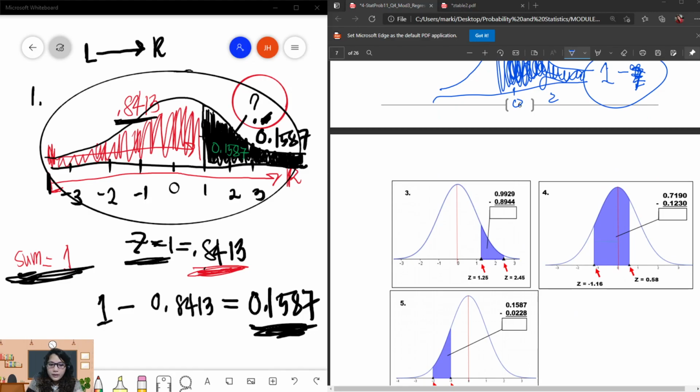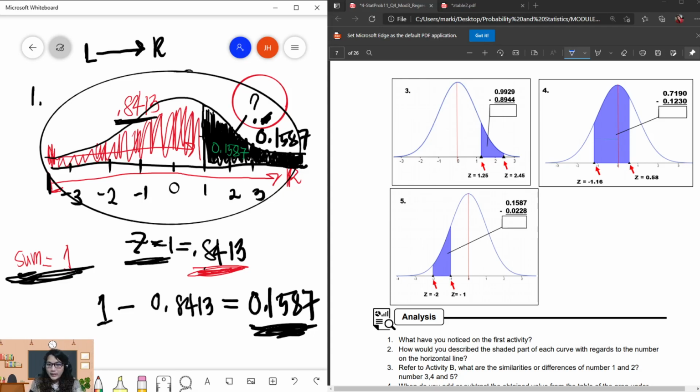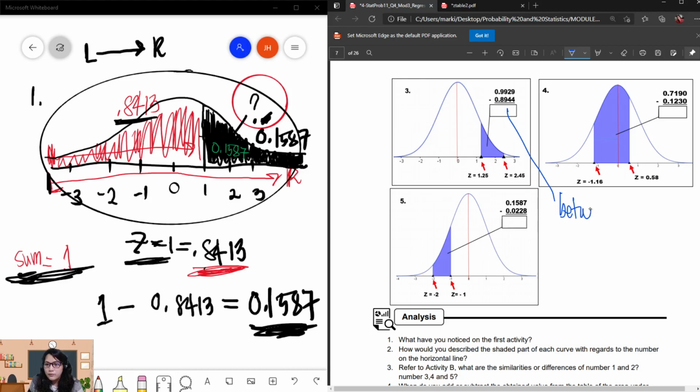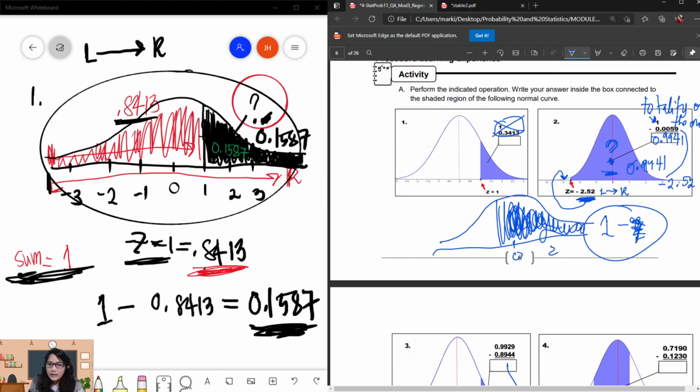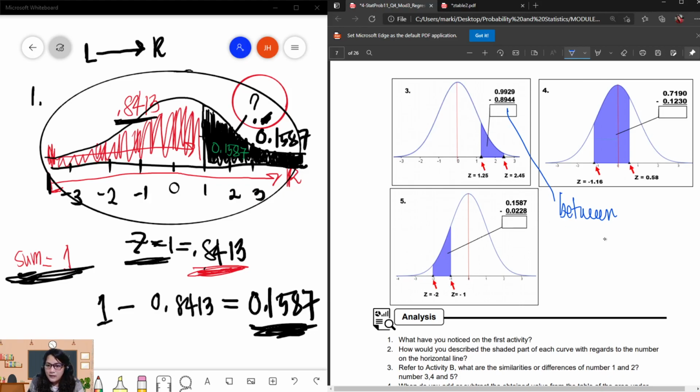Let's have another example. Let's have number 3. Here we have the term between, and this one here is greater than. I will explain that later. If we make this into a mathematical sentence, we have x is greater than negative 1.25 but lesser than 2.45. By the way, we're not going to use x because we're going to use z.